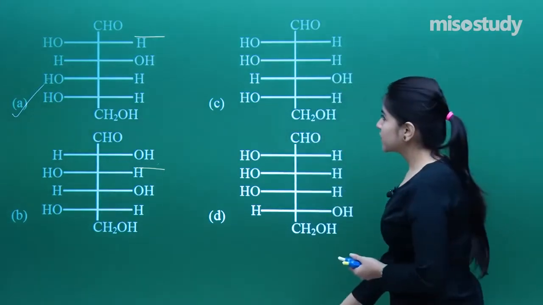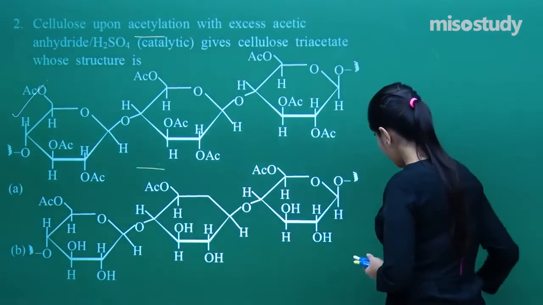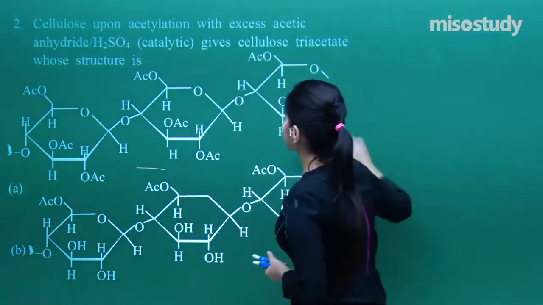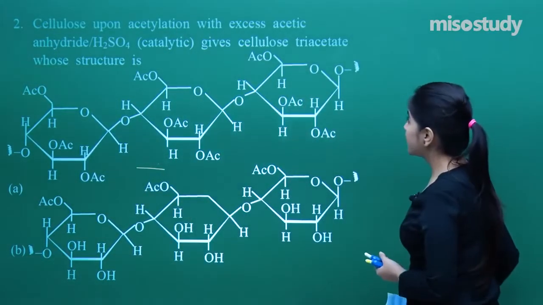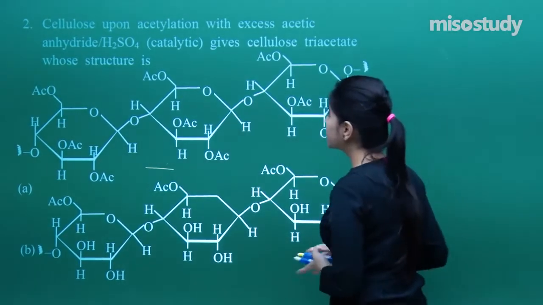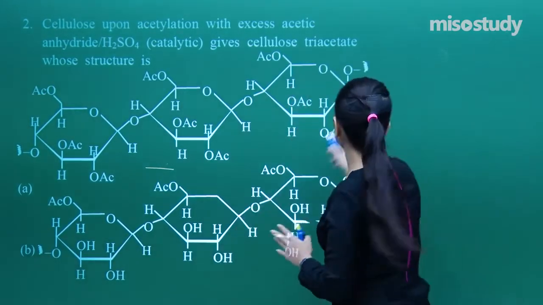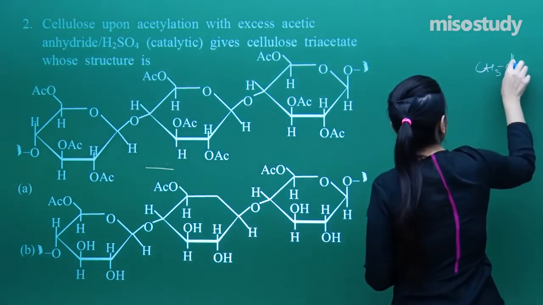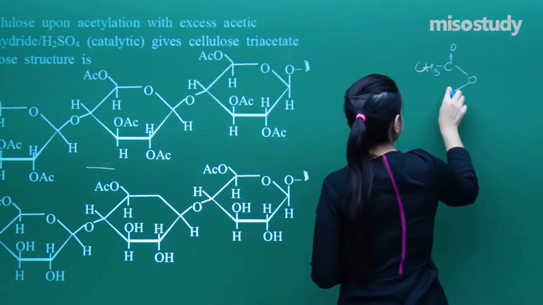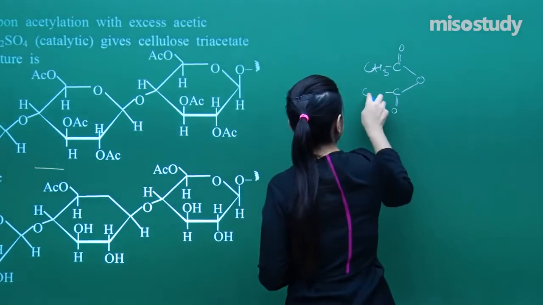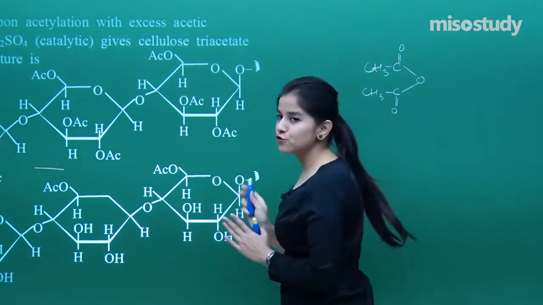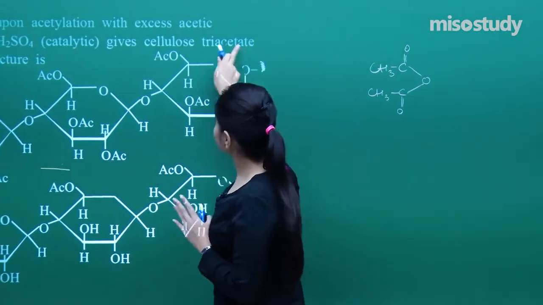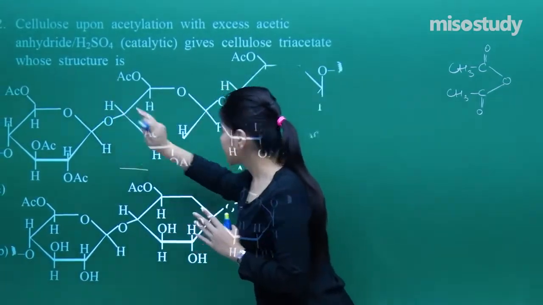Now let's move on to the next question. What does the next question say? Cellulose upon acetylation with excess acetic anhydride. So I need to acetylate via acetic anhydride. I need to choose this reagent for acetylation. It gives cellulose triacetate whose structure is.